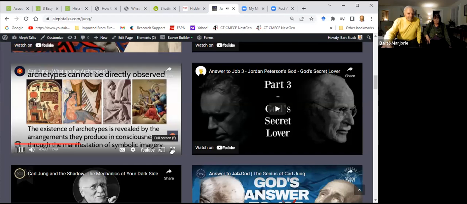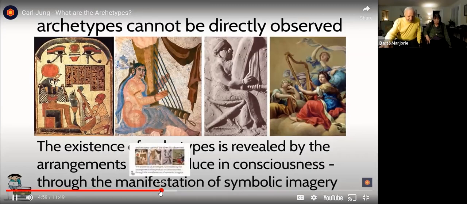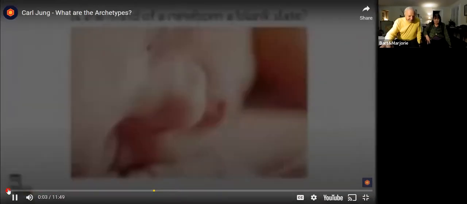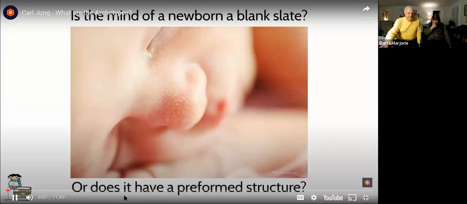Hold on one sec. Archetypes are revealed by the arrangements they produce in consciousness, namely the manifestation of symbolic imagery. It is only through the interpretation of the symbols manifested by the archetypes that one can gain an understanding of them. Does the mind take stimuli and input from the world to obtain structure and form, or does it have a preformed structure which influences how we experience the world?